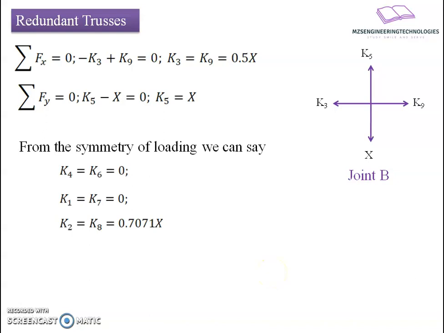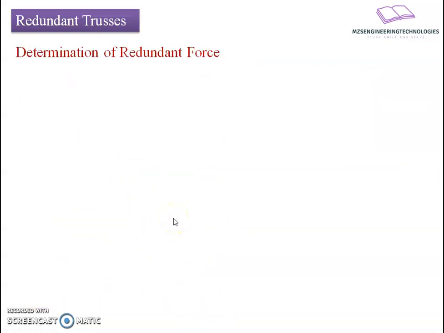Now from the symmetry of the loading and symmetry of the geometry, we can make a statement here. K4 equals K6, member force K4 equals member force K6, which equals 0 kilonewton. K1 equals K7, which comes to be 0 kilonewton, and K2 equals K8, which comes to be 0.7071 times X. Once we have found the coefficients of distribution of the redundant force, we'll try to find the redundant force which we want to apply on the joint which is sinking here.